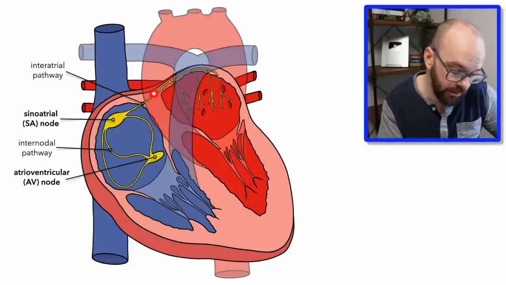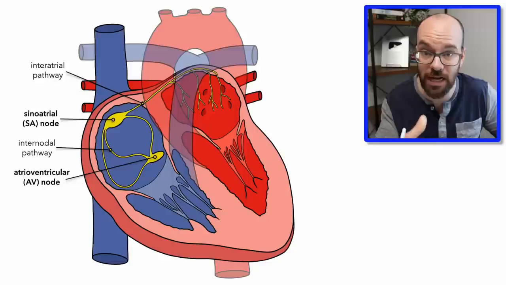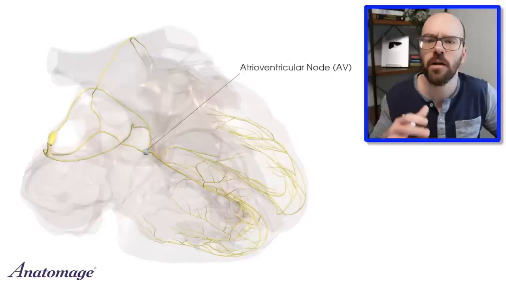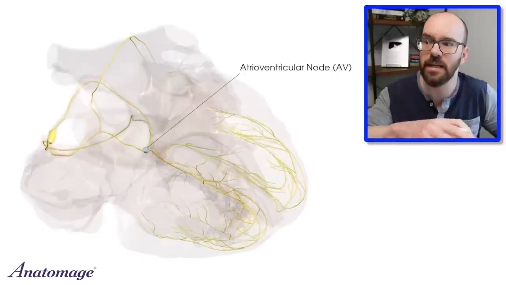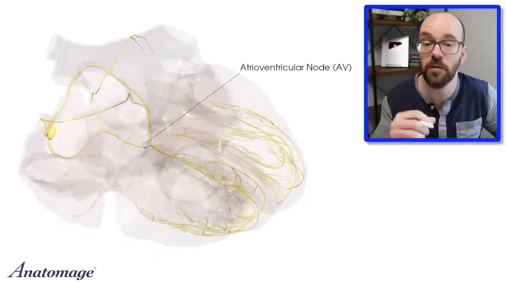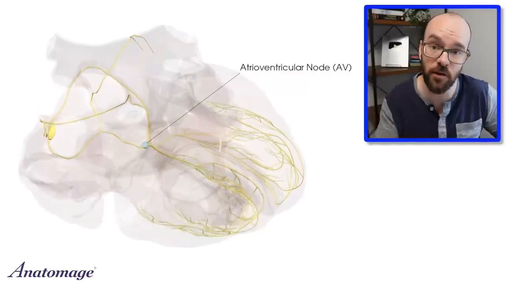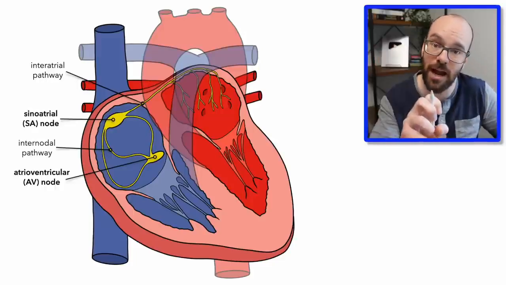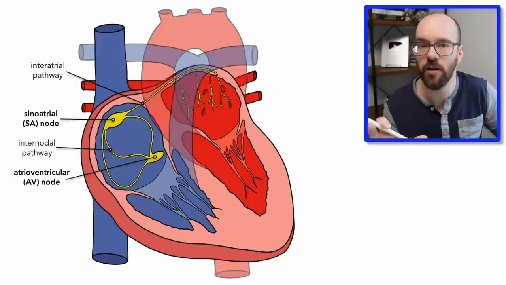Great, so the signal comes from the SA node. It's going to travel through the interatrial pathway as well as the internodal pathway, depolarizing both atria so that they can contract. That signal then is going to make it to the AV node. Now we've talked about the cardiac conduction system needing to send these signals very quickly, but the AV node sort of does the opposite. There's going to be a delay in the AV node. Now what would be the benefit of that? Well, like I said earlier, we want the atria to contract before the ventricles contract.